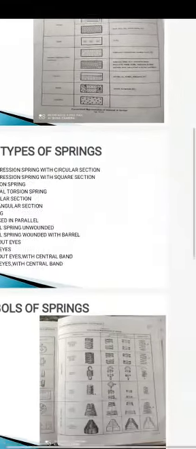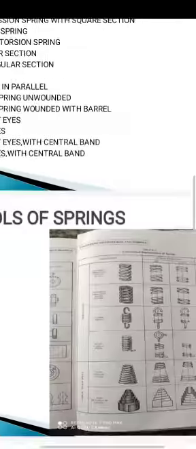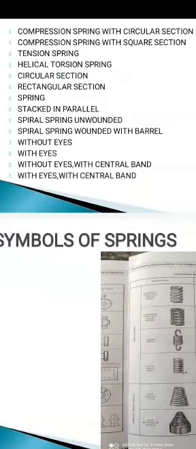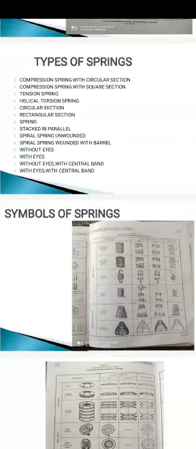The types of springs. There are 14 types of springs: compression spring with circular section, compression spring with square section. In the compression spring, there are 2 types: circular section and square section. Next, the tension spring, helical torsion spring with circular section and rectangular section, springs stacked in parallel, spiral spring unwound, spiral spring wound with barrel, without ties. These are the leaf springs: without ties, with ties, without ties with central band, with ties with central band. Next, we see the symbols of springs.